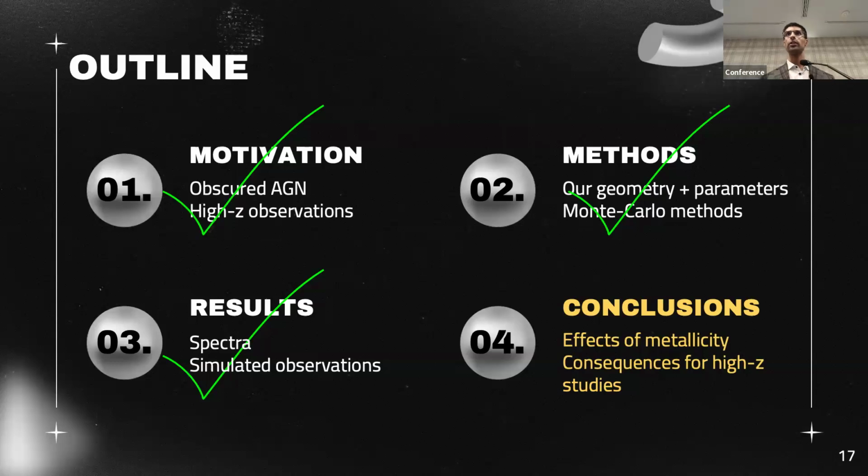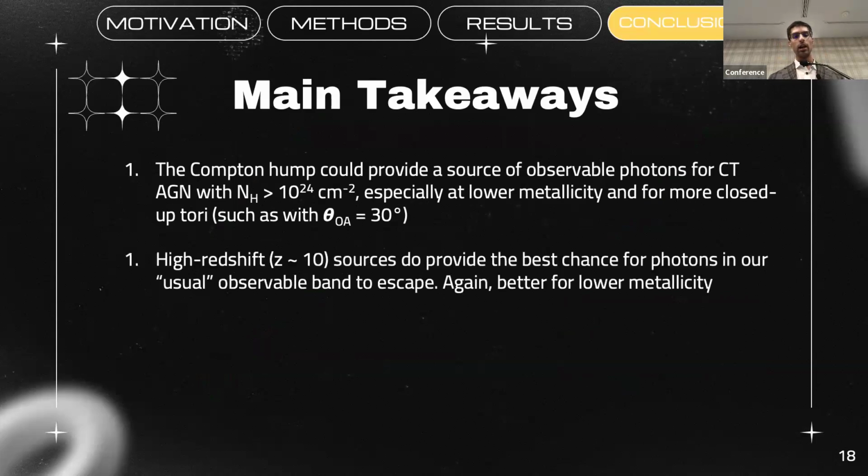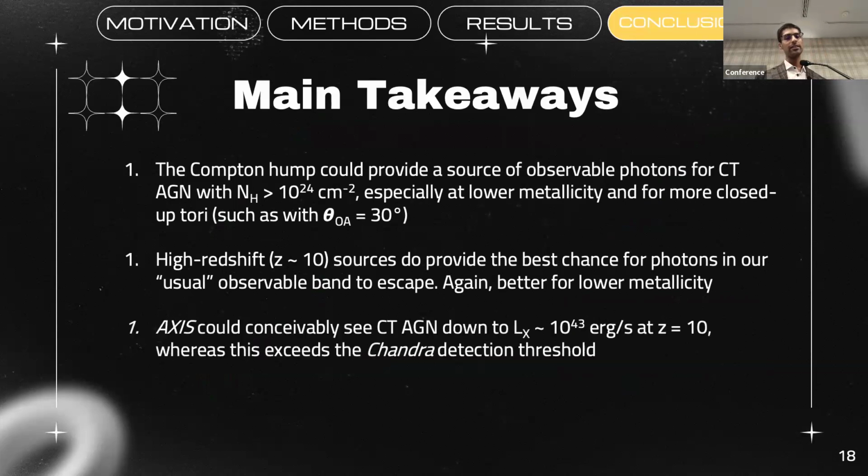Okay, so I'll just quickly move to my conclusions. The main takeaways: the Compton hump could provide a source of observable photons for Compton thick AGN. High redshift sources do give us the best chance, just physically, for photons in our usual observable band to escape, and this is better for lower metallicity. Of course, this depends on the details of how bright they are, what the actual power law index is, how many photons you have in some energy band, etc. And lastly, AXIS could conceivably see, as we've heard already today, these Compton thick AGN down to X-ray luminosities of 10^43 erg per second at redshift 10.